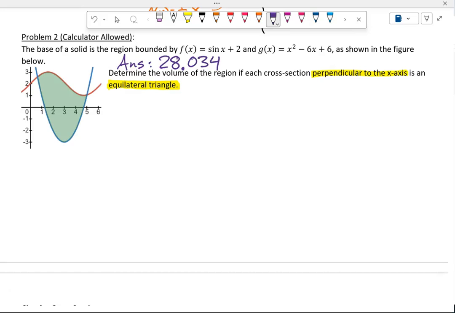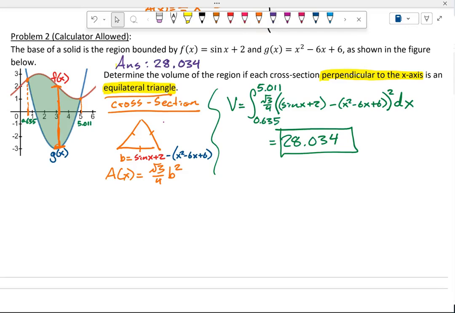All right, a couple more minutes, and then I'll put up the solution. Again, we needed to calculate those intersection points. So this one is at 0.635. Second one looks like it's 5, but it's not. It's 5.011. It's not exactly 5. All right, cross-section is the equilateral triangle. Our base is top minus bottom, so our sine function minus the quadratic function. Our area is rad3/4 b squared.